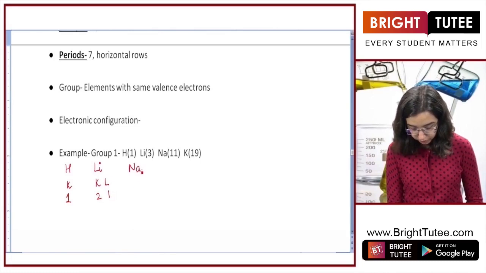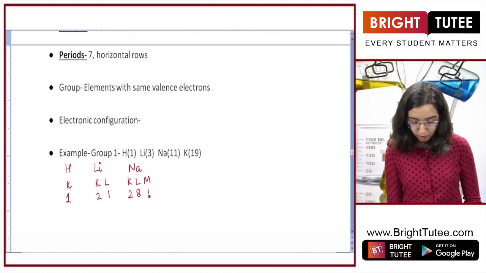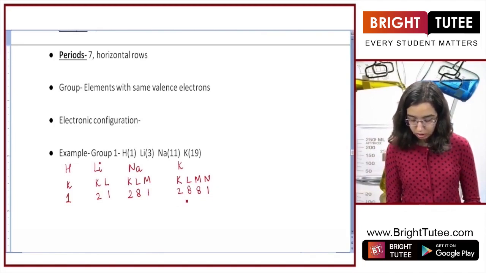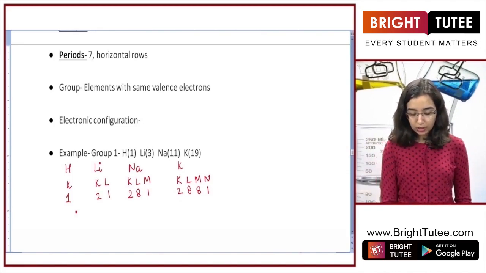Then we move on to sodium. It has K shell, L shell, and M shell. Atomic number 11, so 2, 8, 1. Potassium, atomic number 19, K, L, M, N, 2, 8, 8, 1. You add them and it's 19. So you see, this is the kind of electronic configuration of all the elements in group 1.